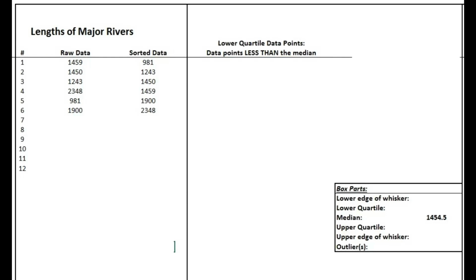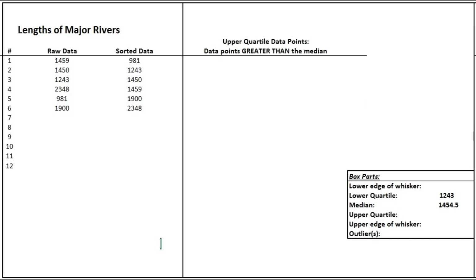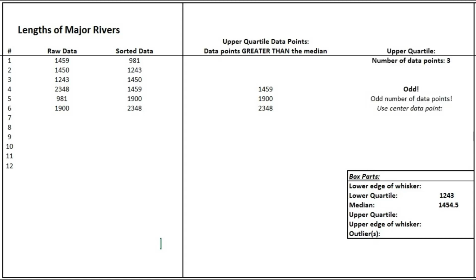We're looking at our lower quartile now, so we're looking at data points less than the median, any point less than 1454.5. We've got 3 points. Thankfully, no math involved. Just find that middle point, 1243. We add it to our box. That's our lower quartile. Now the upper quartile: data points greater than the median. As it turns out, we have 3 points here too. This question was kind to us. We're just looking at the middle point, 1900. So with an odd number of data points, we can add 1900 to our box and move on.